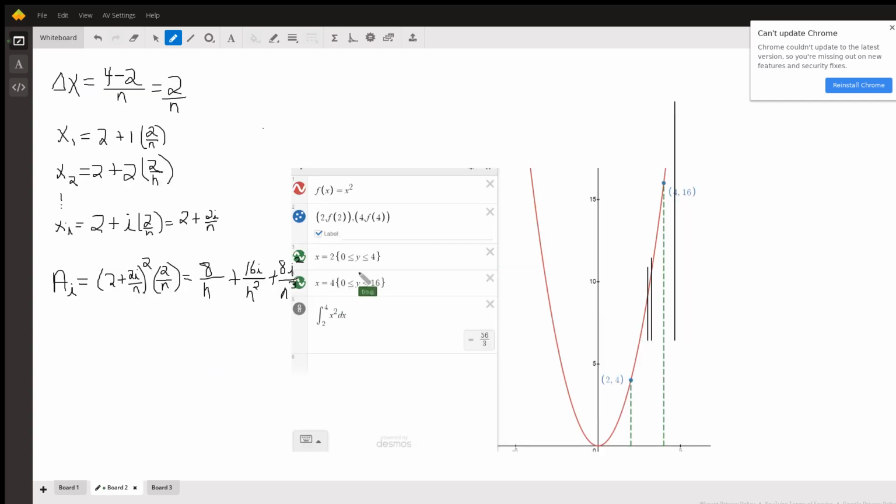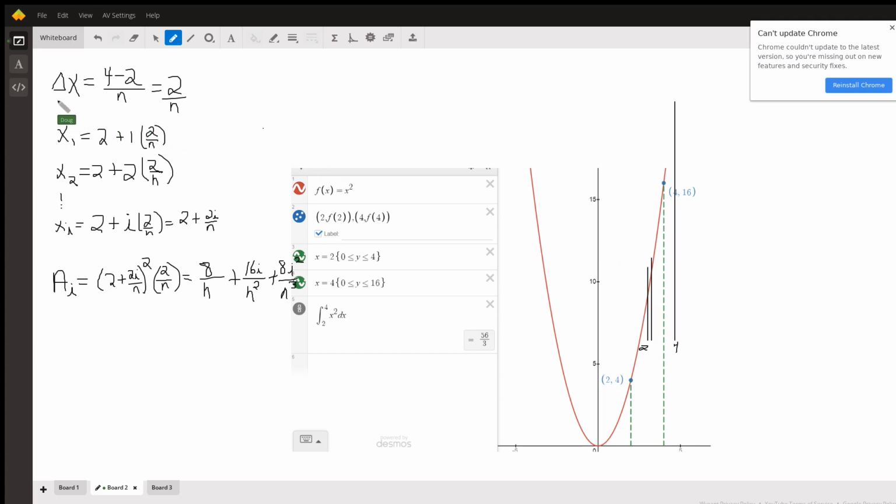If we go to board 2, here's the graph of y equals x squared. The idea is, on the interval from 2 to 4, we're going to divide this into n rectangles of equal width, and then we're going to let the number of rectangles approach infinity. So n will get bigger and bigger, so the width of the rectangles will get smaller and smaller. So let's work on finding a formula for the area of one of these rectangles.